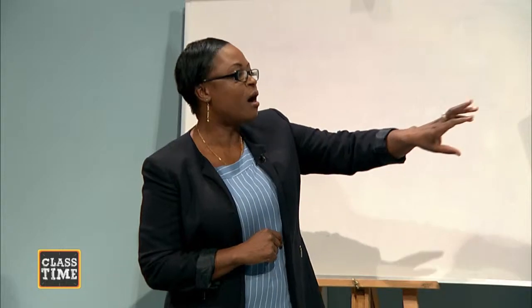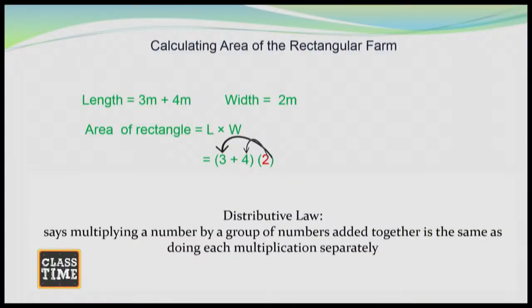If my memory serves me right, we can operate on the terms that are inside the bracket using the multiplicand 2 that's outside of the bracket, and this is the distributive law. It says that multiplying a number by a group of numbers added together is the same as doing each multiplication separately.